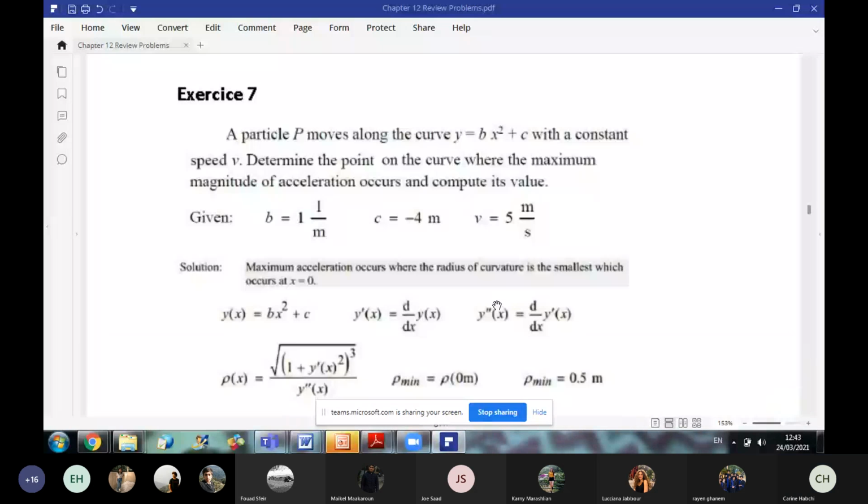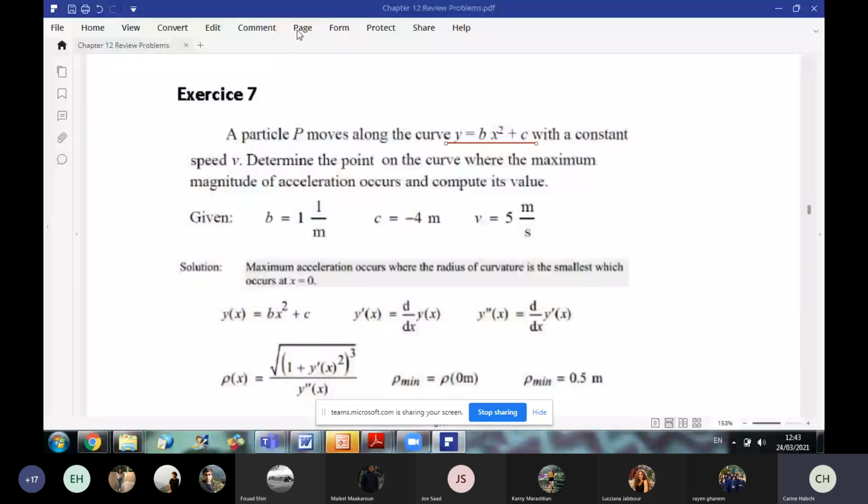Problem 7. A particle P moves along the curve y equals bx squared plus c with a constant speed v. Determine the point on the curve where the maximum magnitude of acceleration occurs and compute its value. The particle is moving along a path of given equation, y equals bx squared plus c. We want to determine for which point on the curve we will have the maximum magnitude of acceleration.